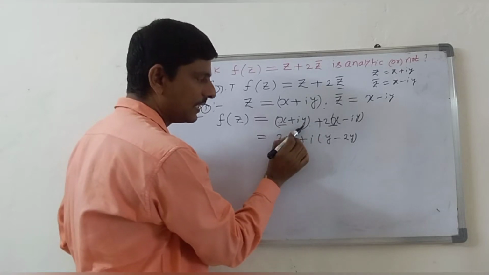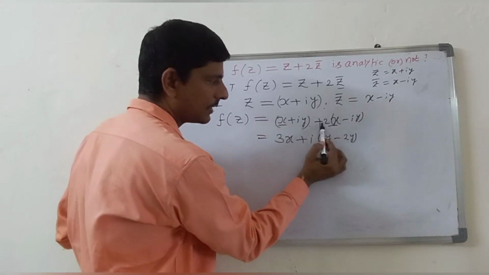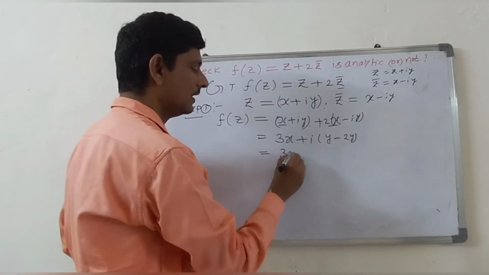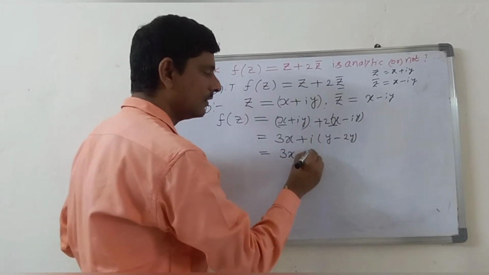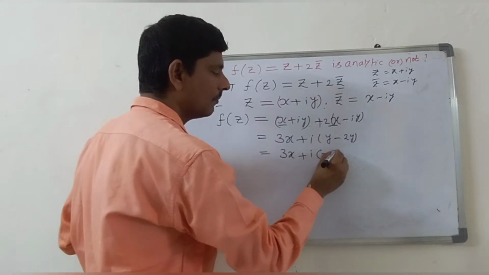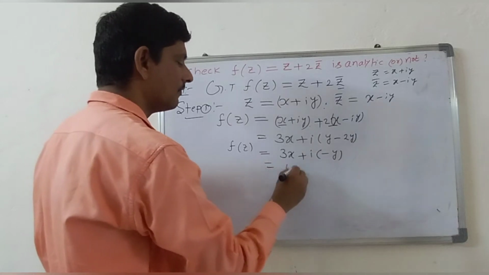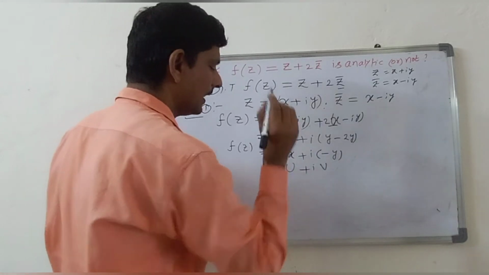What remains is y, and then minus 2 into y, 2y. So we can write it as 3x plus i into y minus 2y, which is minus y. So this is step number 1. Now it is clearly of the form u plus iv.